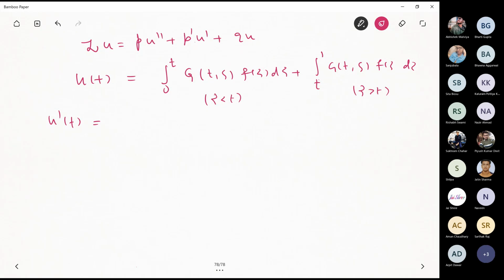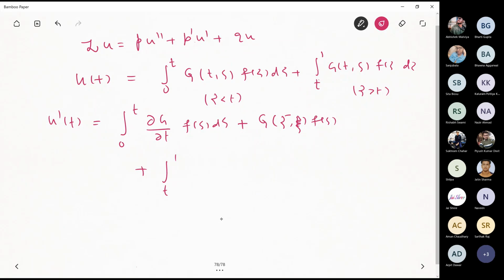Right, so you write u prime t. u prime t is going to be, by the Newton-Leibniz formula, the fundamental theorem of integral calculus, the integral from 0 to t of dou G by dou t times f(xi) d xi plus G(t, t minus) f(t), and similarly the one from t to 1 has dou G by dou t times f(xi) d xi minus, this time because t is on the lower side, G(t, t plus) f(t).